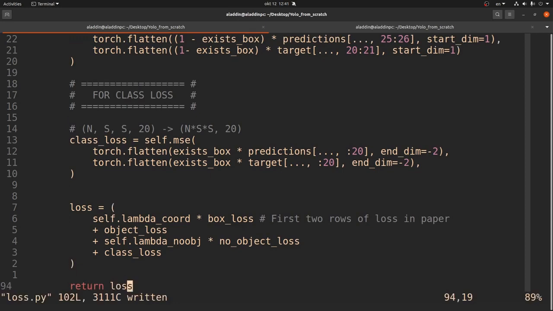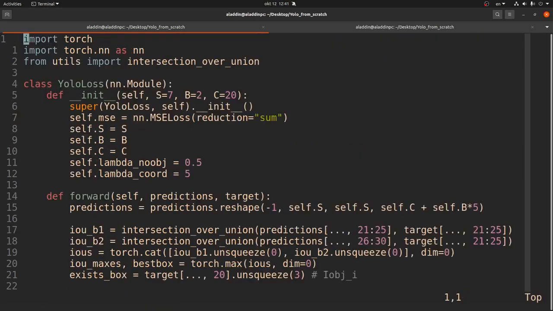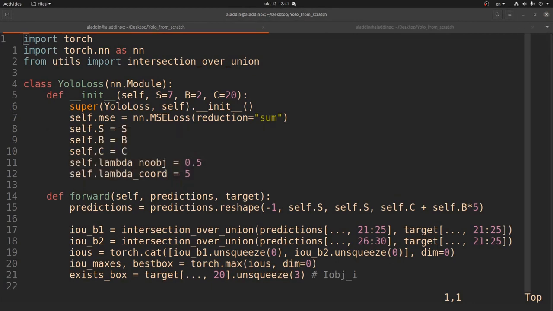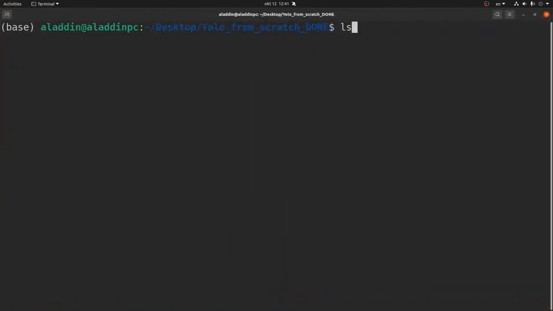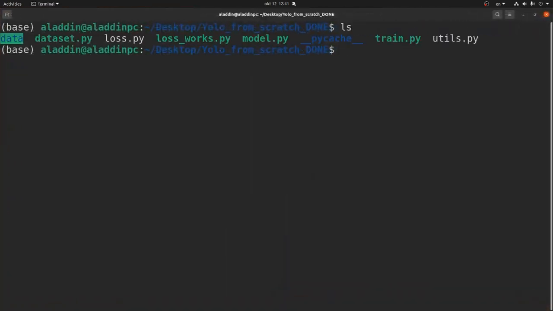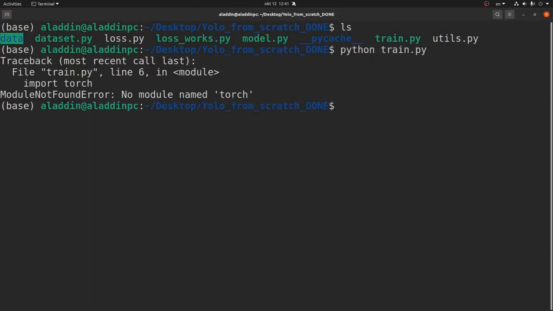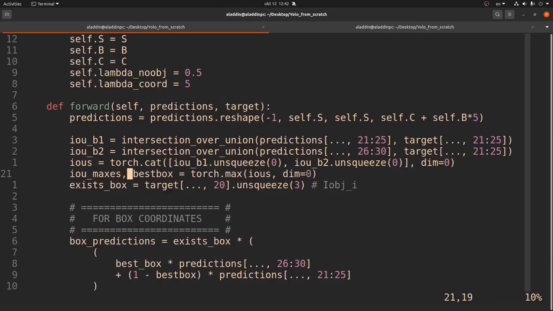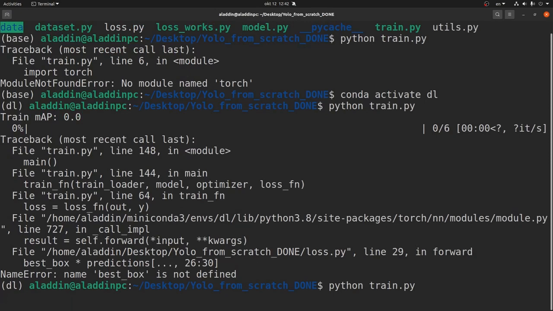So what I'm going to try to check here is I'm going to put this in the complete directory and make sure that this works, because I haven't done test cases for this separately. All right, so let's just see. Here is the sort of complete folder. So I'm just going to run python train. Yeah, we got to conda activate deep learning. All right, best box is not defined. Best box, oh, okay, I used best underscore box. So let's run that again.